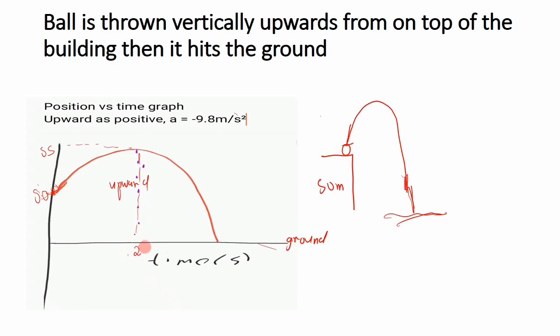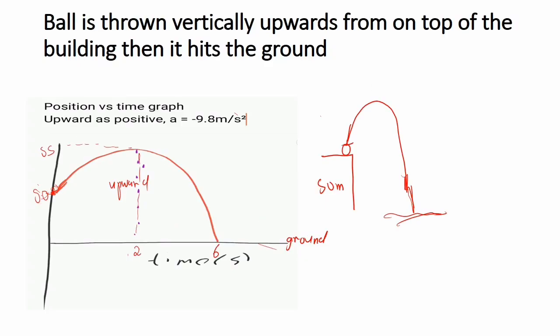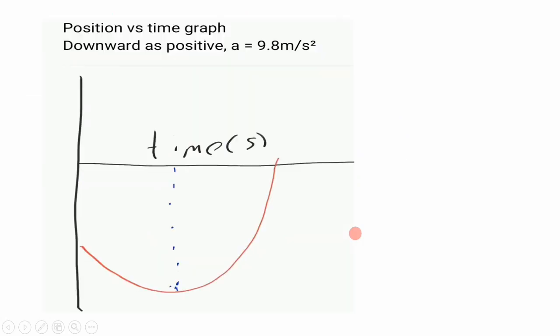Then let's say the whole journey took about 6 seconds. So that's how you'd have that. Then if you are looking at the same scenario, but now you took downward as positive, it's just a matter of taking this graph, and if you apply your maths, you just reflect it along the x-axis line. So you reflect it along the x-axis. Then this is how you'd have your graph.